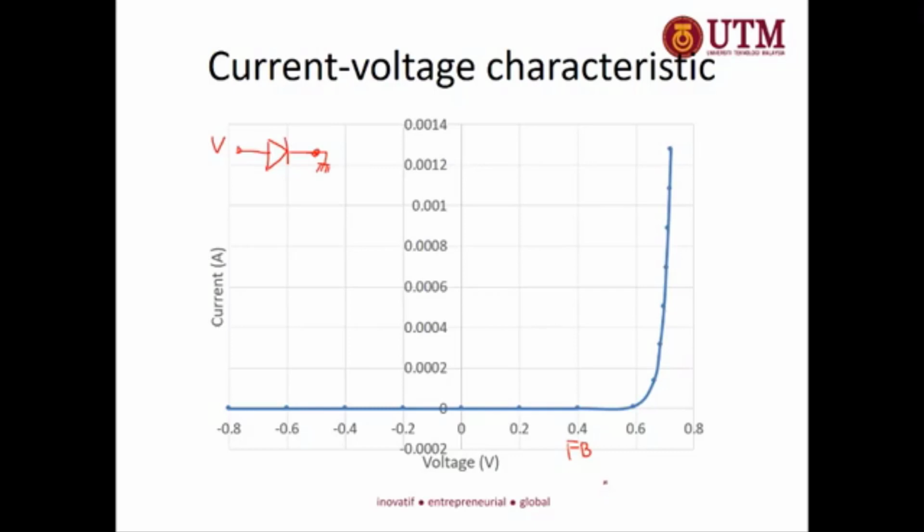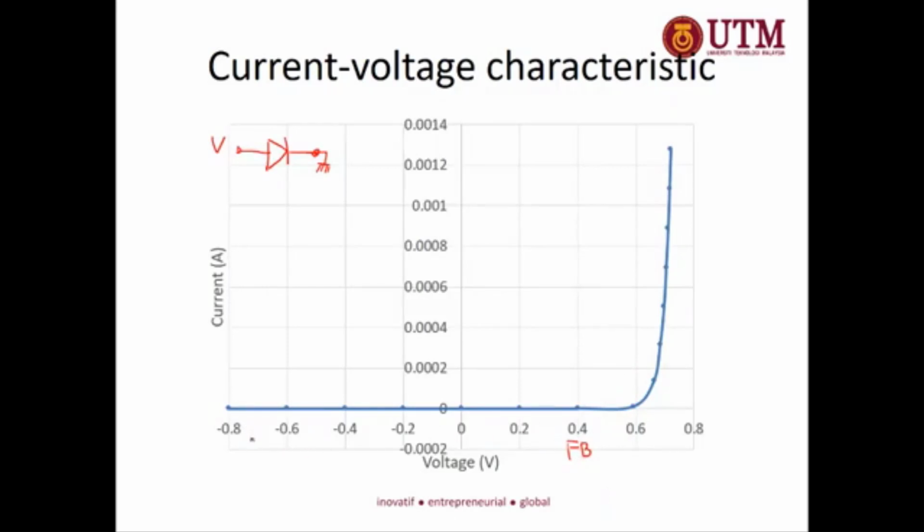At forward bias, the depletion region at the PN junction decreases gradually until a certain point where the depletion region can be ignored, and that's the point where the current starts to have a sudden increase. So this is forward bias.